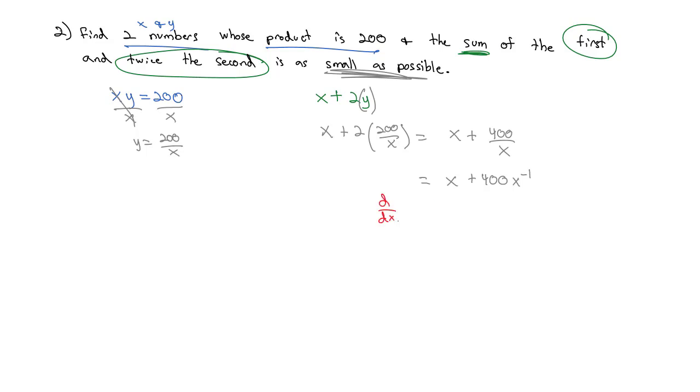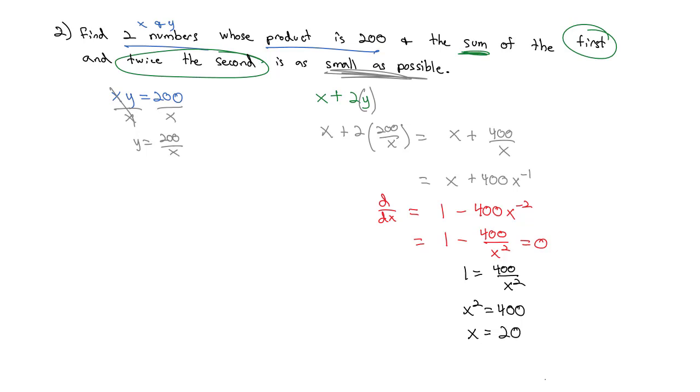The derivative with respect to x is equal to 1 minus 400 x to the negative 2. Let's bring that negative 2 down to the denominator and set that equal to 0. That's what we want to solve. Adding the fraction to both sides, we get 1 is equal to 400 divided by x squared. Multiply both sides by x squared, and x squared is equal to 400. Take the square root of both sides, and x is equal to 20.